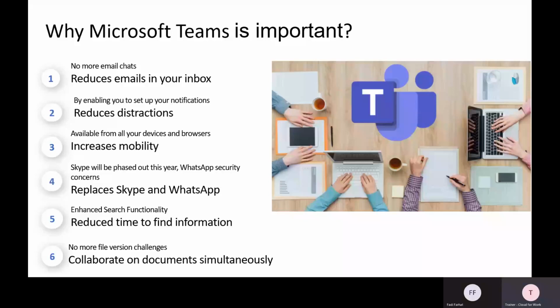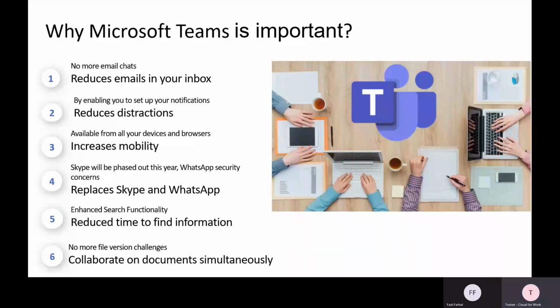Fifth point is reducing time to find information. Microsoft Teams contains enhanced search functionality where you can search across chats, conversations, people, files, and so on. This enhanced search functionality, and also applying a lot of different filters to organize your searches and find information faster, will help you again save time and be more productive.